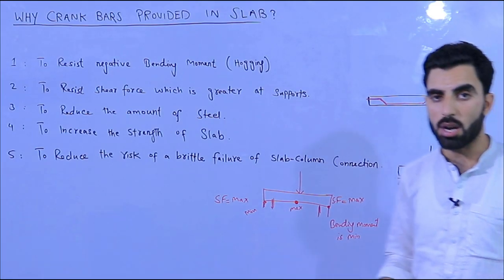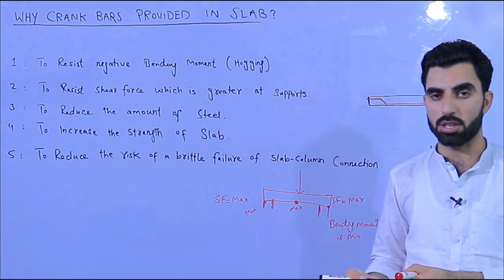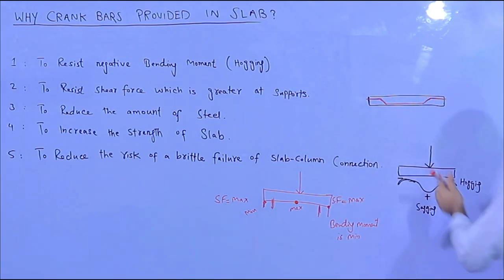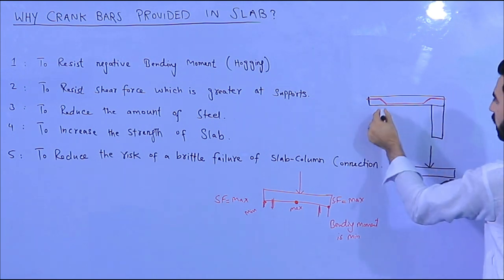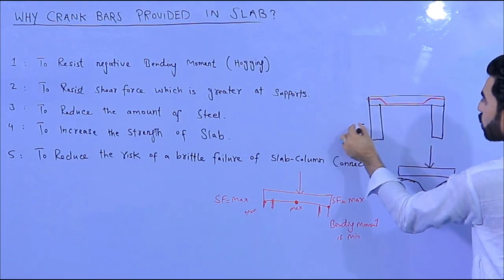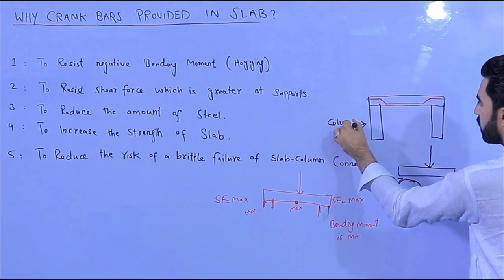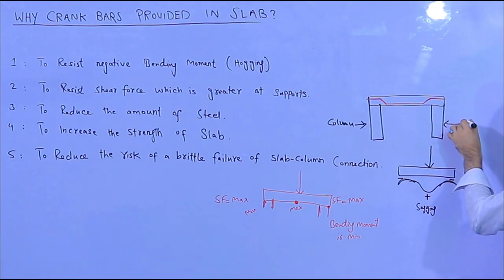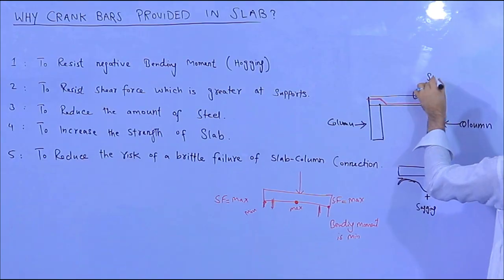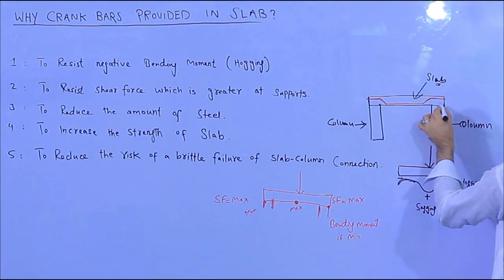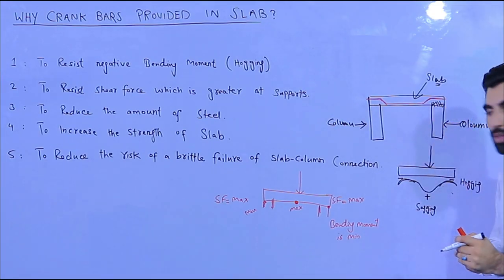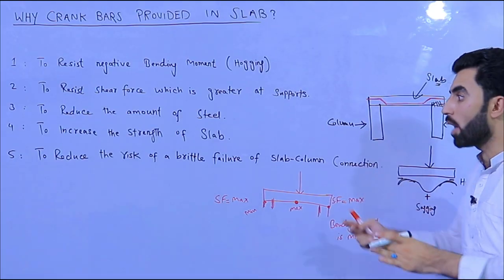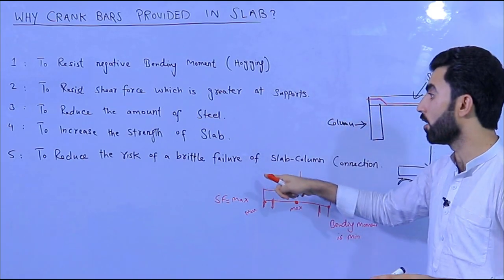As you know guys, we have the slab and column connection. Here, as you can see, this is a support. At this point, this is the other support. A support is also called a column. This is one column, this is the other column. And here you can see, guys, this is the slab. So here you can see this is the connection between column and slab. So we provide crank bar to reduce the risk of brittle failure.